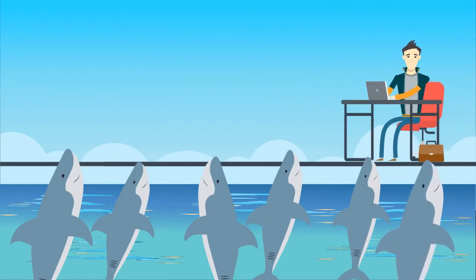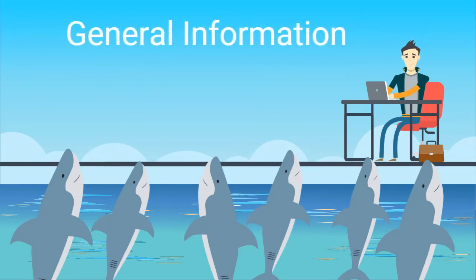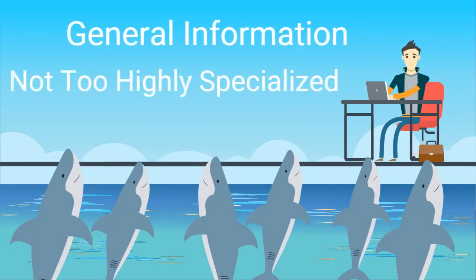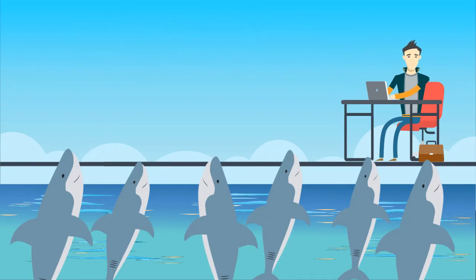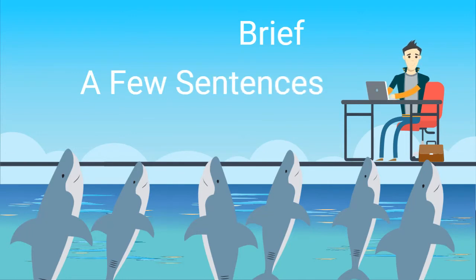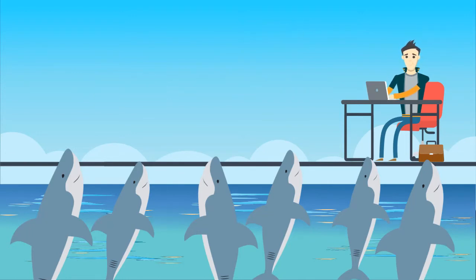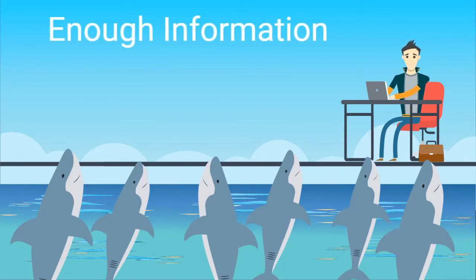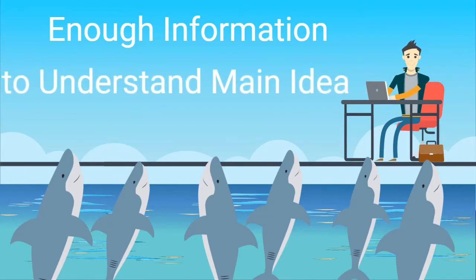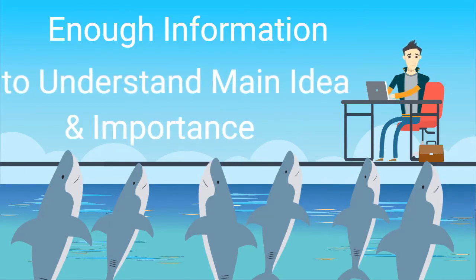Your background information is usually general information that is not too highly specialized. Background information is also fairly brief and usually doesn't take more than just a few sentences. However, it's important that your background information gives enough information that your reader is prepared to understand your main idea and appreciate its importance.